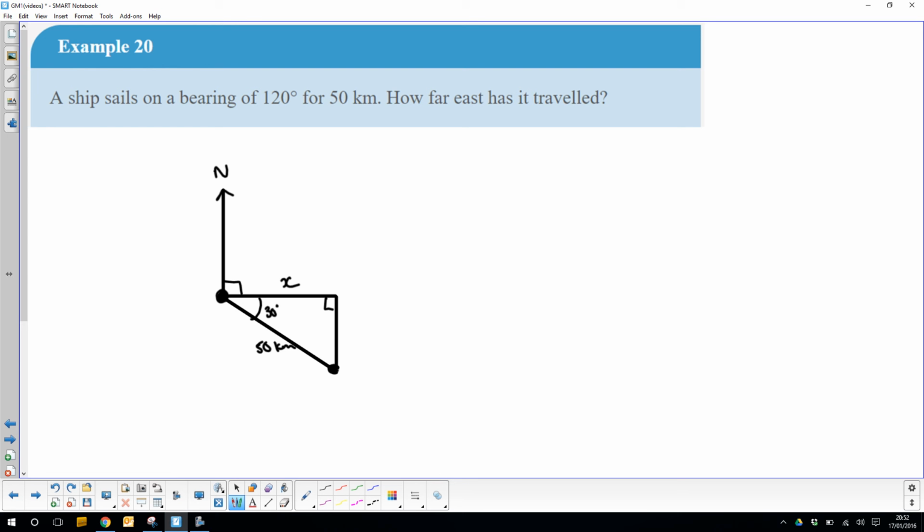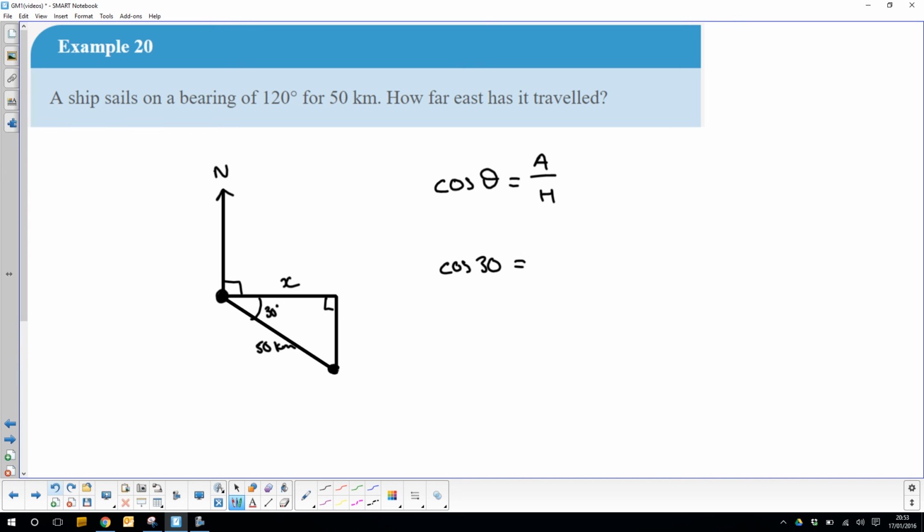So what have we got? The 30 degrees, the x is adjacent, and the 50 is opposite the right angle, so that is the hypotenuse. So adjacent and hypotenuse is cos. So we've got cos theta equals x over 50. Oh no, what am I doing? That's wrong. We've got cos theta equals adjacent over hypotenuse.